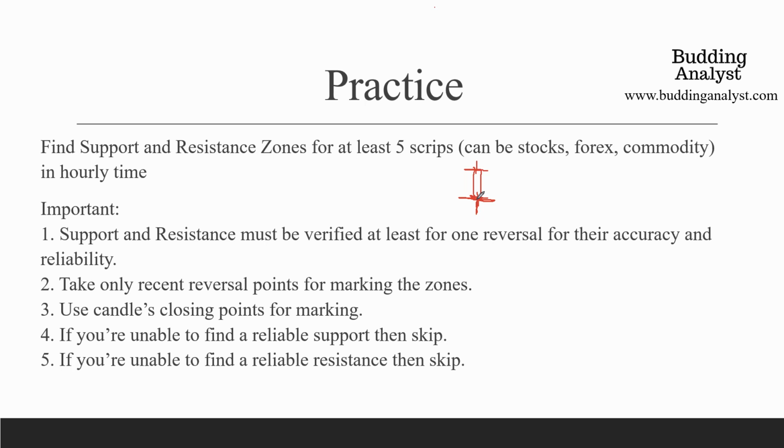The next thing is, if you are unable to find a reliable support, then just skip. If you're unable to find a reliable resistance zone, then just skip. It's possible that the script might have just supports and no resistance levels in the recent points. Obviously it might have something in the historical points, but recently it might not have a reliable support or a reliable resistance level. So if it's not there, you can just skip it. If you find a support, you can mark that. If you find a resistance, you can mark that. If you find both, you can mark them, right? So if it's clear, just write yes, and then we are going to a live screen.